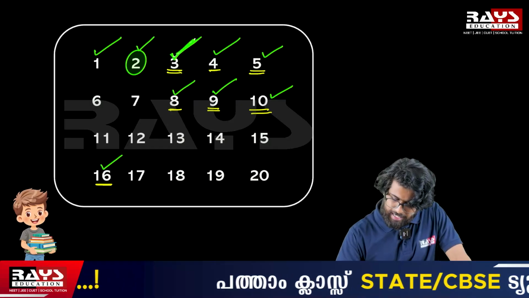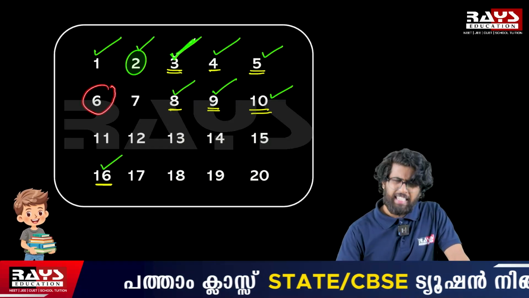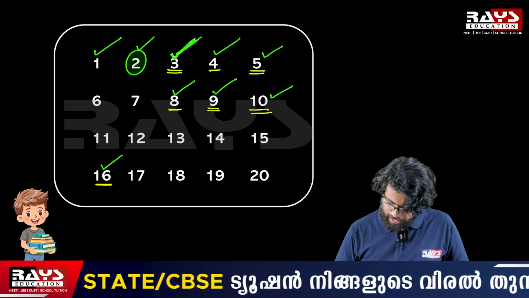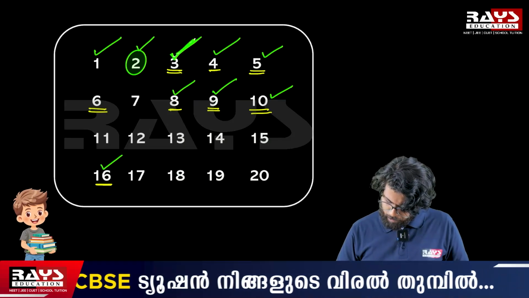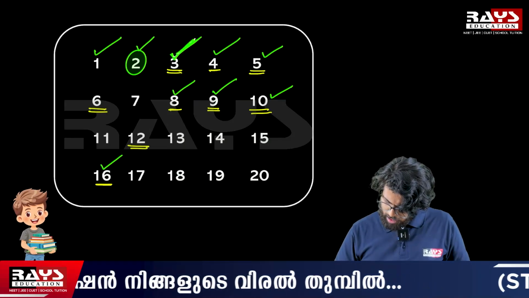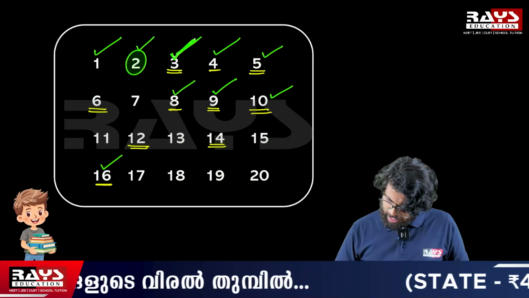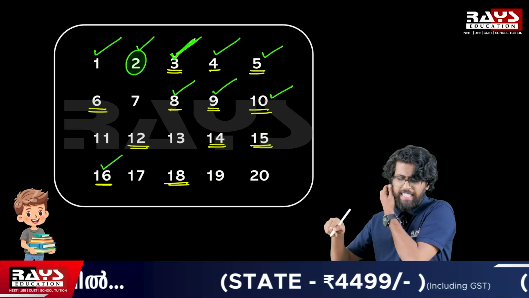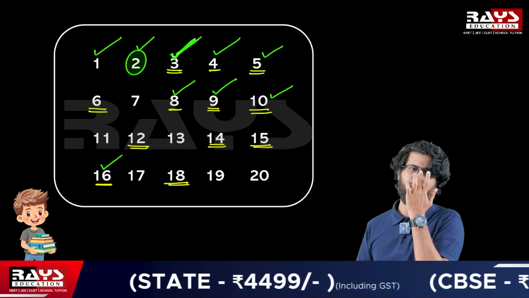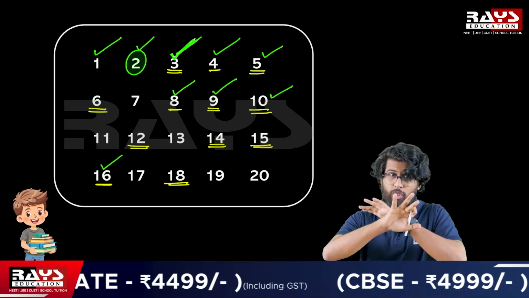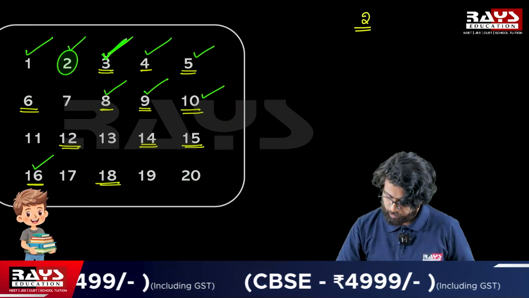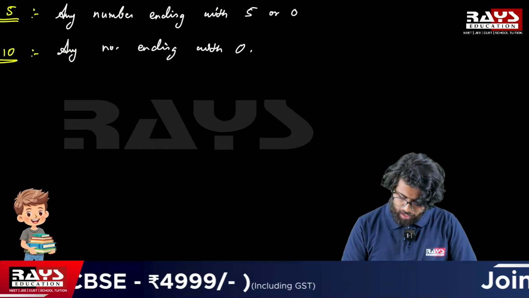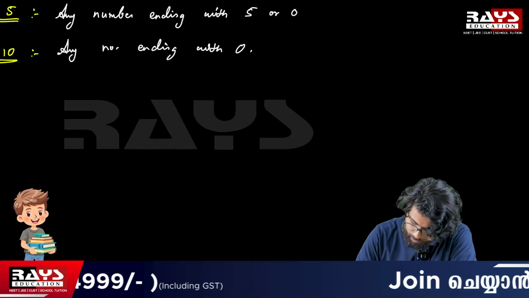Next set of numbers is 6. Along with 6, I will discuss many. While discussing 6, I will discuss 12 as well, 14 as well, 15 as well, and 18 as well. Okay, 6, 12, 14, 15, 18. I will discuss everything. It's very easy.